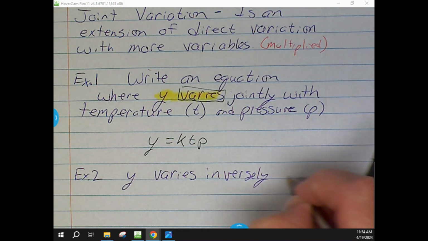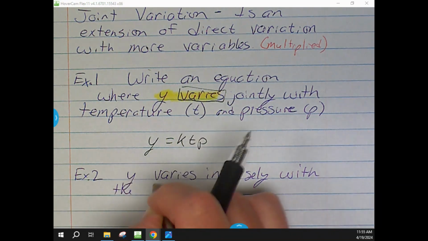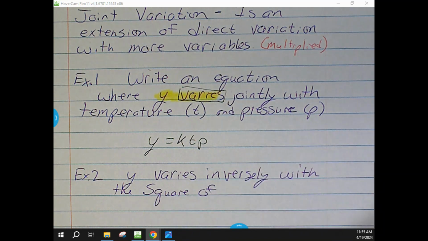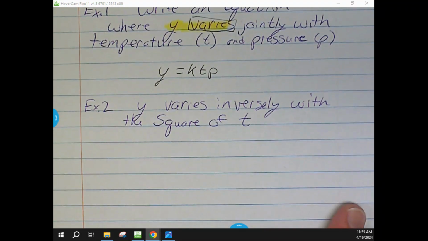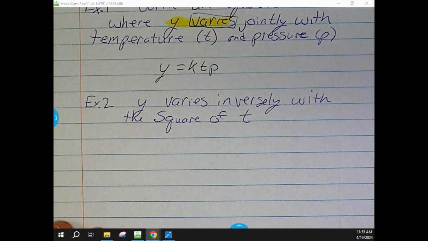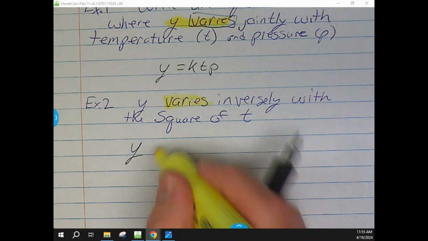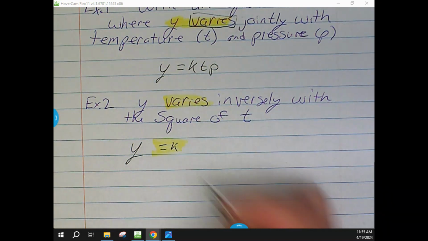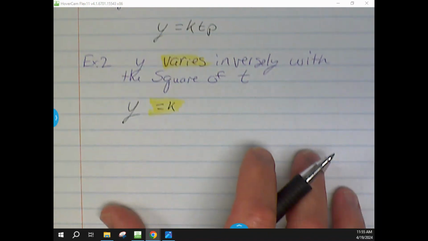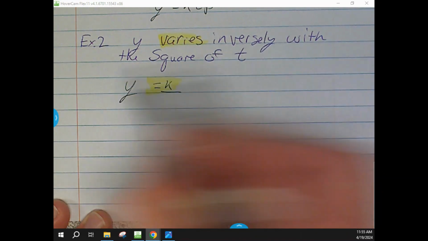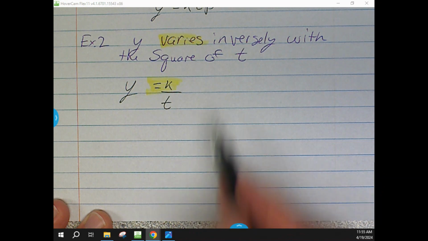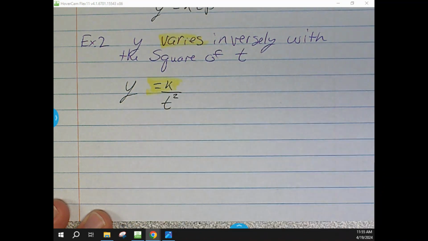So let's do y varies inversely with the square of t. So it starts with y, so we go with that. And again, as soon as you see the varies part, and every one of those will have the varies part, that's the equals k. Okay, and then everything after that tells you what to do. When it says inverse, that means it's got to go over whatever the next variable is. So if it's inversely with the square of t, we're going to put it over t, but it's t squared because it's the square of t. So then you just put k over t squared.